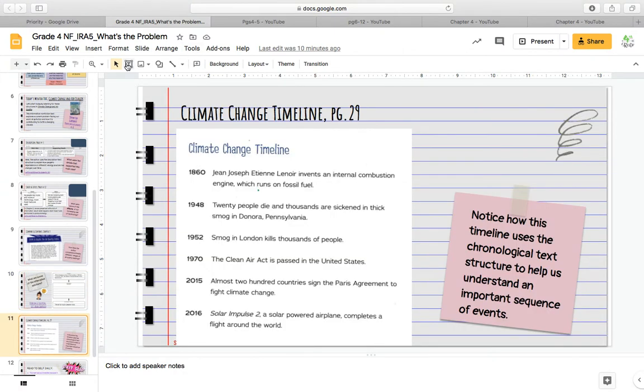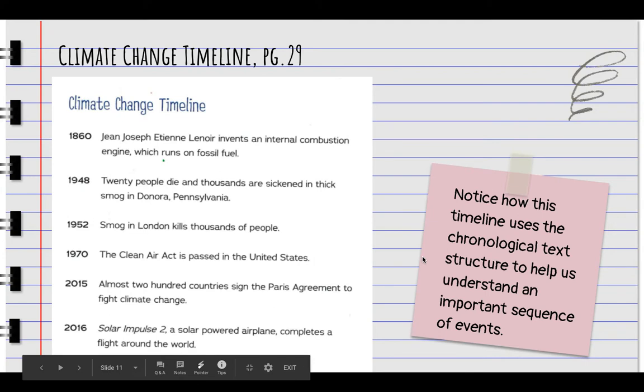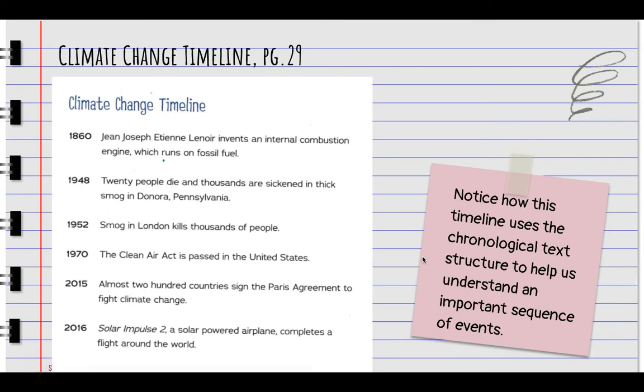Now, the last thing I wanted to take a look at was this timeline. This is one of the last few pages, and this is how our selection actually ends. Notice that we use, again, a timeline, kind of like what we did with the Wright brothers in their biography, on how climate change has happened over time. Now, you can see how we start already at 1860.